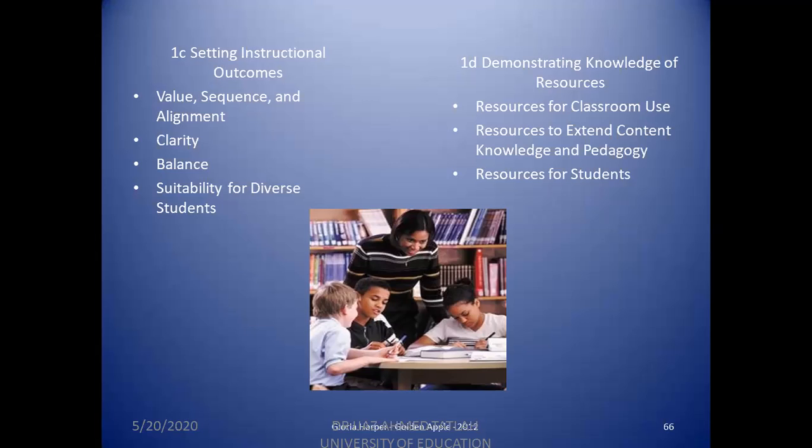1D, demonstrating knowledge of resources. Resources for classroom use, resources to extend content knowledge and pedagogy, resources for students. So you can see in the background there are the bookshelves. I think they are in the library. And these all are the resources available for them to take help from.